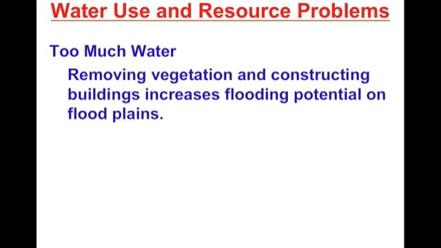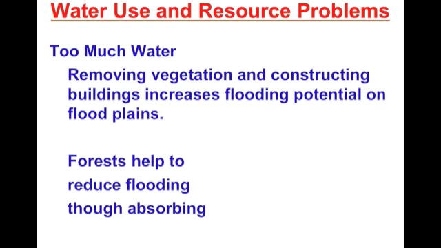On to the issue of too much water. Too much water usually results in what we would call flooding. So that's when an area is saturated by water. And it's caused by removing vegetation and constructing buildings. So all these things increase the potential for flooding on a floodplain.